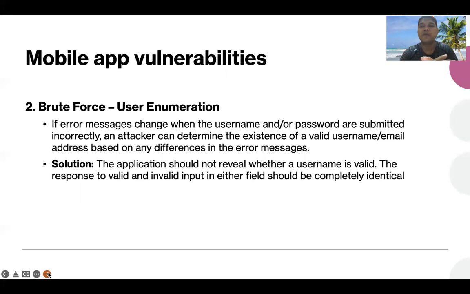The second one is brute force. What is brute force? This is a common example. Let's say you go to any application. Of course, you need to enter your username and password. And sometimes when you enter the correct username, the application automatically displays the message that your password is wrong. So it means that your username is correct. Another example is that you enter an incorrect username but a correct password. So the message displays that the username is wrong, which means that your password is correct.